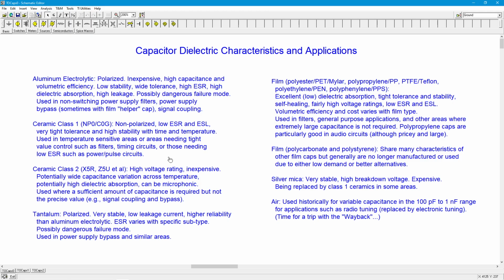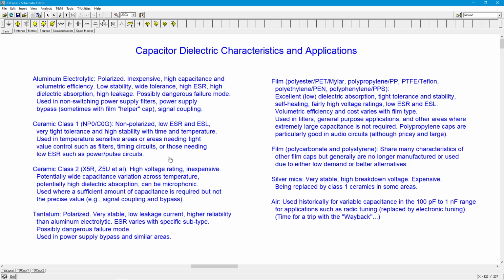Where would you use them? Well, basically you use them where you don't need a particularly accurate value of capacitance. I just need enough capacitance. So something like a power supply bypass, you might use it in there, maybe with other caps, possibly signal coupling. All depends on the frequency range that you're working in and what the impedances are.